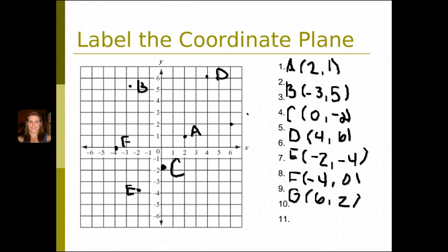And for our last ordered pair, we will have (4, -5). So from the origin, we'll go over to the right 4 and down 5 and label that J. For our coordinate plane, we have our first quadrant, our second quadrant, third quadrant, and our fourth quadrant.